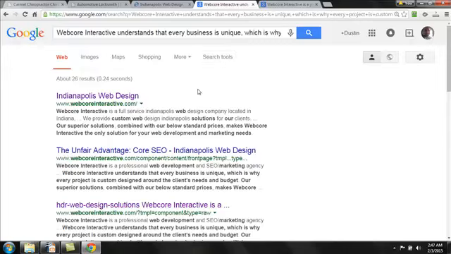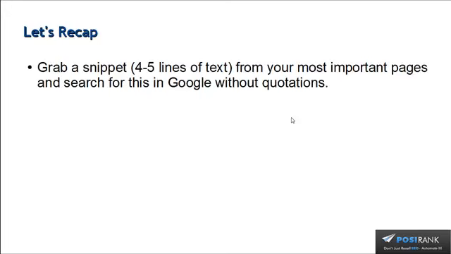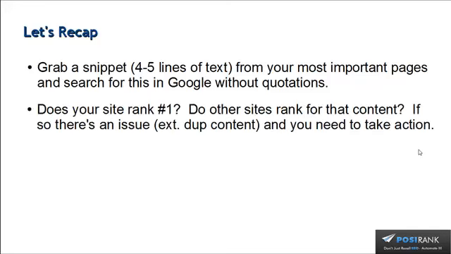So let's pause the video and go back to our presentation and recap this. Okay, here we are. Let's recap. What did we learn? First of all, the snippet search method consists of us grabbing a snippet, 4 to 5 lines of text from your most important pages, and searching for this in Google without quotation marks. Does your site rank number 1? That's the big question. Do other sites rank for that content? If so, there's an issue: external duplicate content. And if so, you need to absolutely take action.